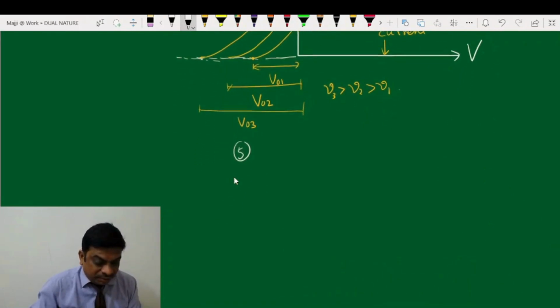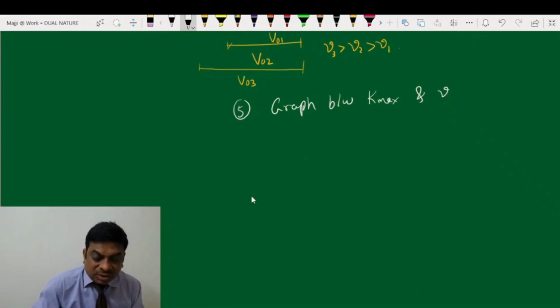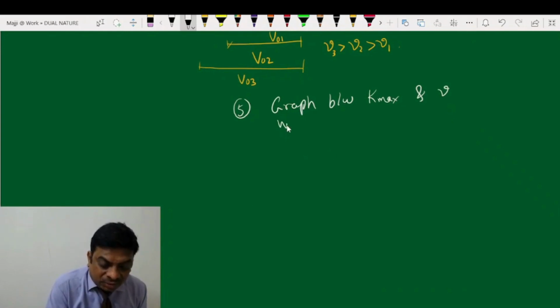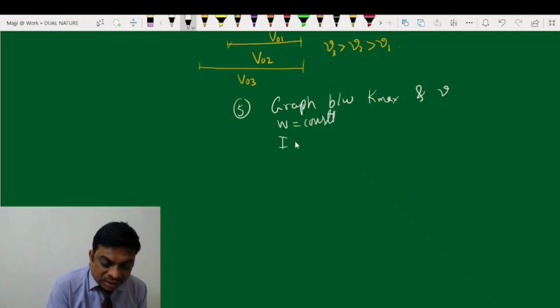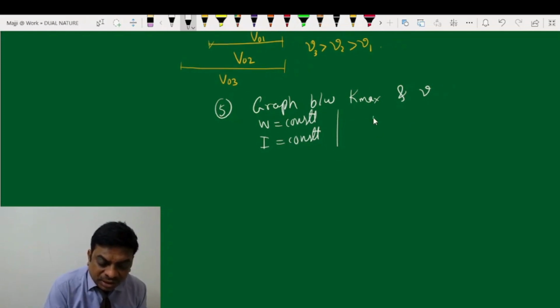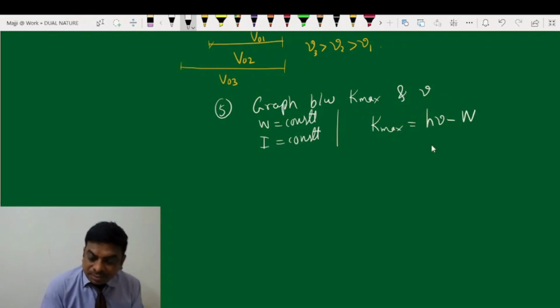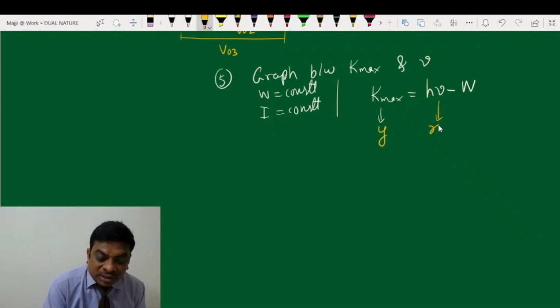Then the next graph will be the graph between Kmax and frequency. Rest everything is constant. So work function is constant because we have kept the photosensitive metal the same. Intensity is constant. Now from Einstein's photoelectric equation, we can write Kmax is this, if you remember. If you take this along the y-axis and plot frequency along the x-axis, then it is of the form y equal to mx plus c.